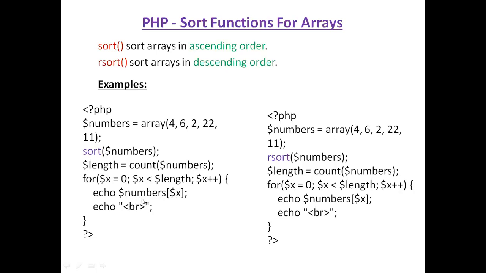Then BR. BR is for the break. After 1, then you go down, break 1 line. So it means that after 2, it is going to be like 2, 6, 2, 4, 6. It is going 1 by 1, because of this echo BR. Okay, so let's go and try these things.